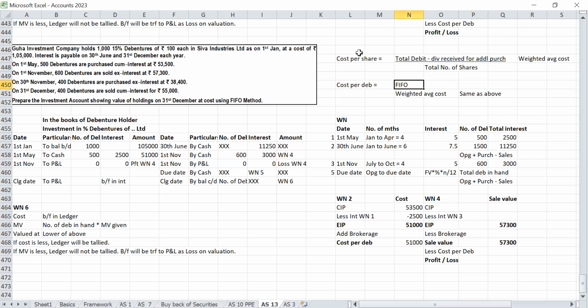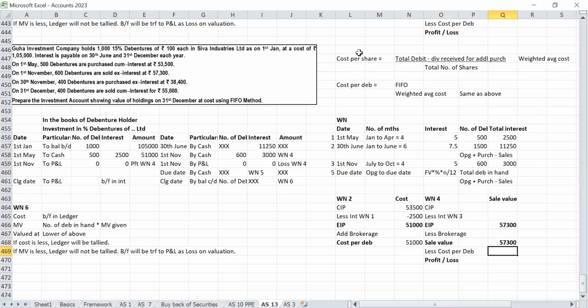But generally for investment in debentures, the FIFO method will be given. FIFO method means first in, first out. We have two types of debentures, 1,500. First 1,000 we have, then we purchased 500. So the first in will be sold out. Now you are selling 600 debentures. 600 will be out of this 1,000. That is the assumption, that is the FIFO method.